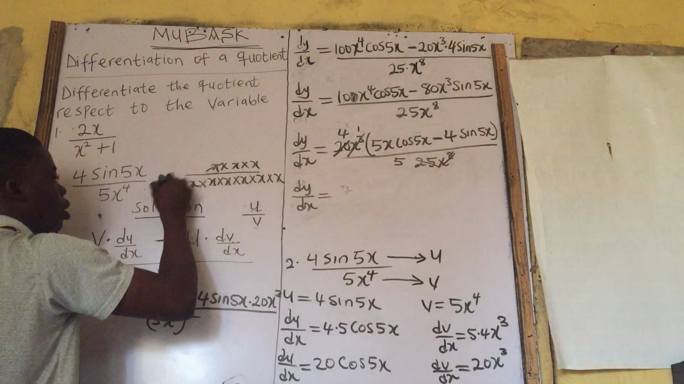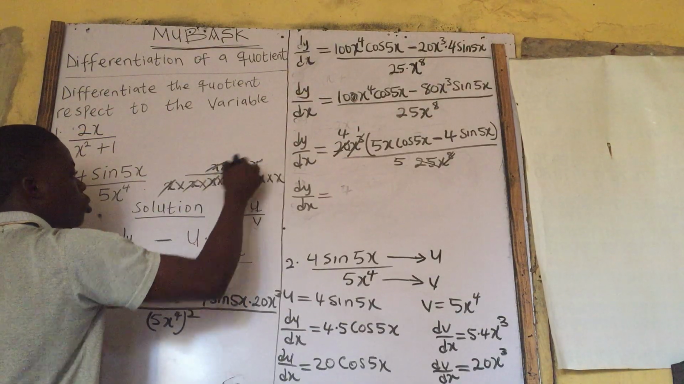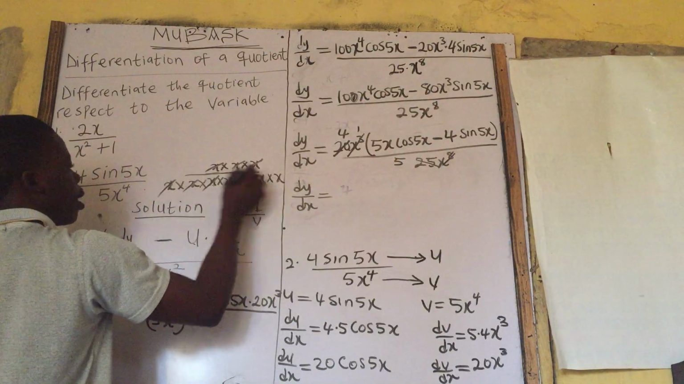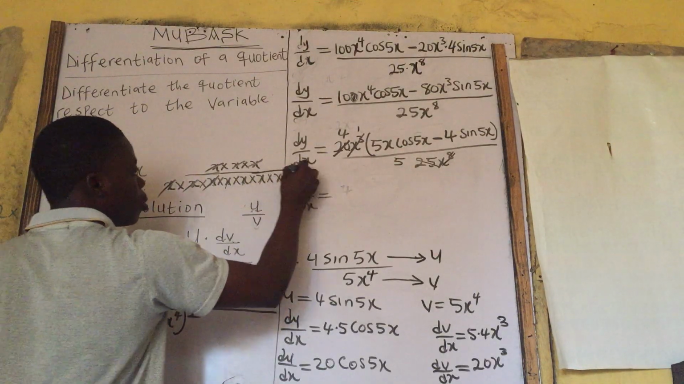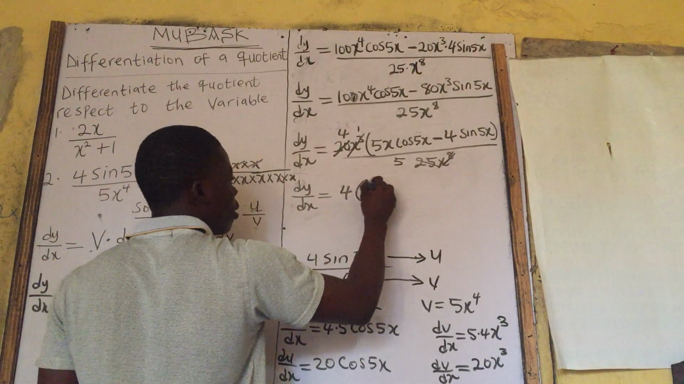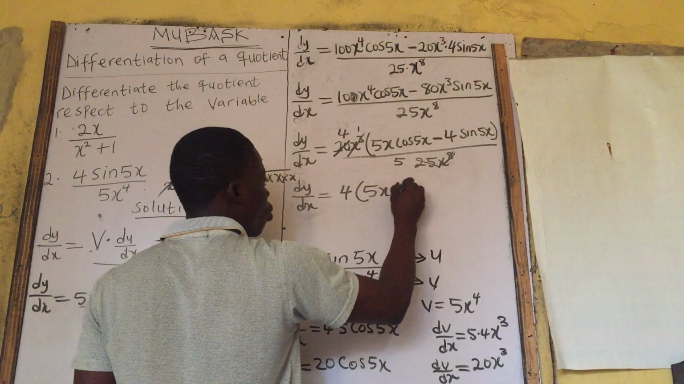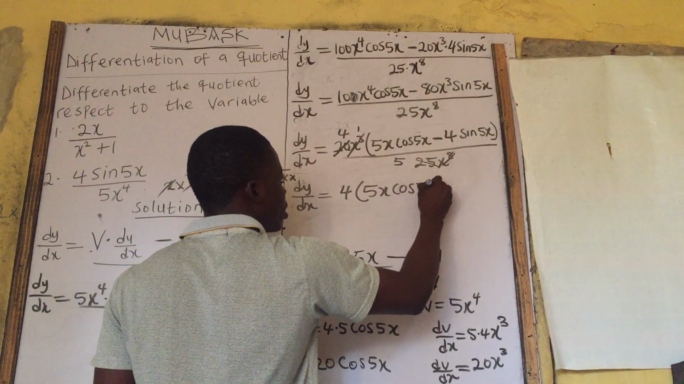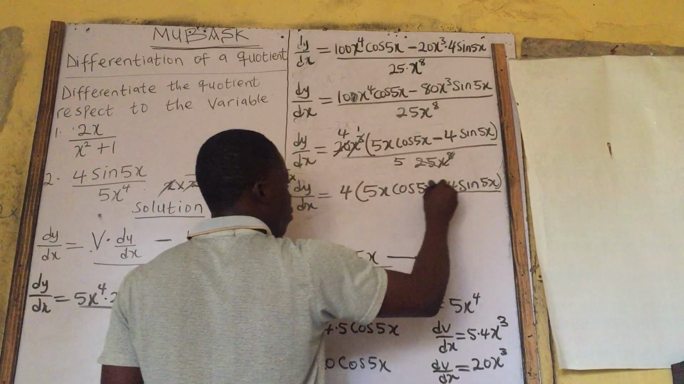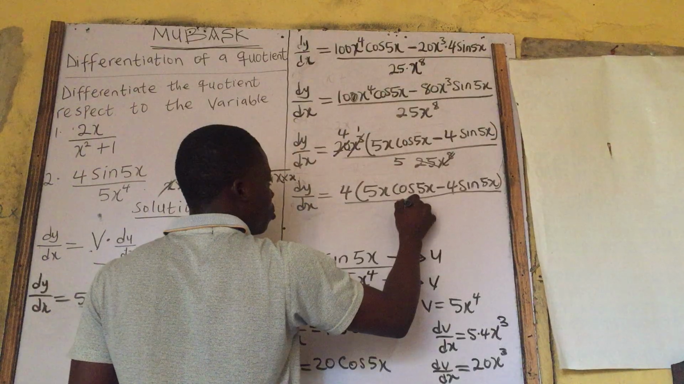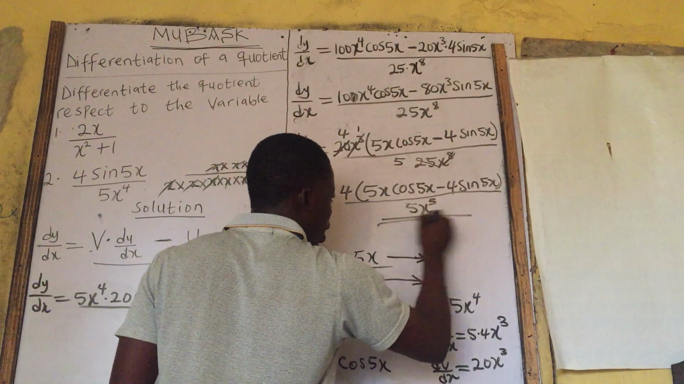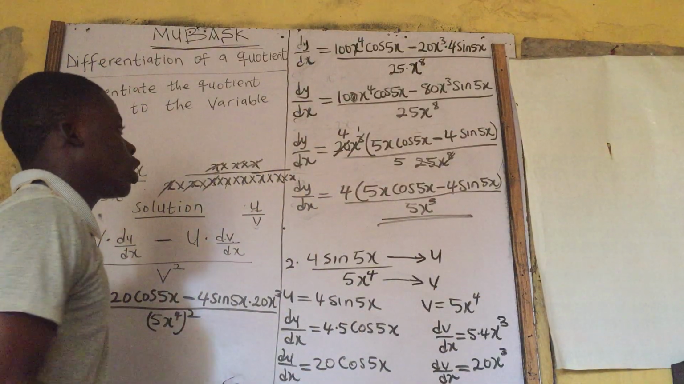Which is what? x cancels x, x cancels x, x cancels x. What remains? 1, 2, 3, 4, 5. It is supposed to remain 5. Now dy over dx remains 4 open bracket 5x cos 5x minus 4 sin 5x all in bracket divided by 5x raised to power 5. Now this is the final answer for question 2.